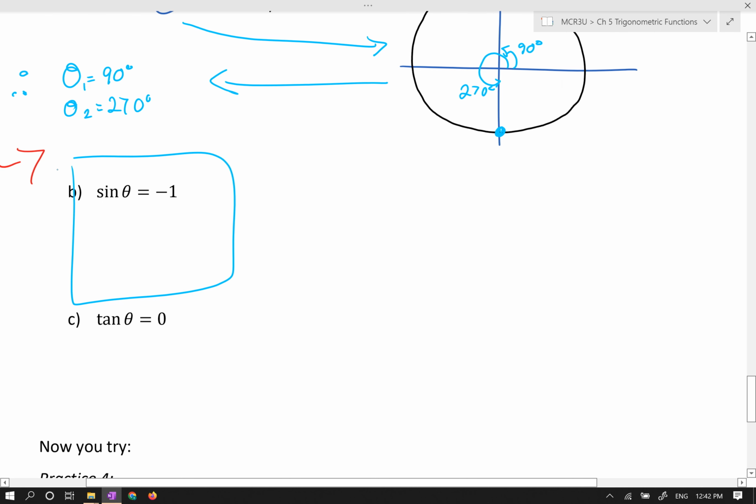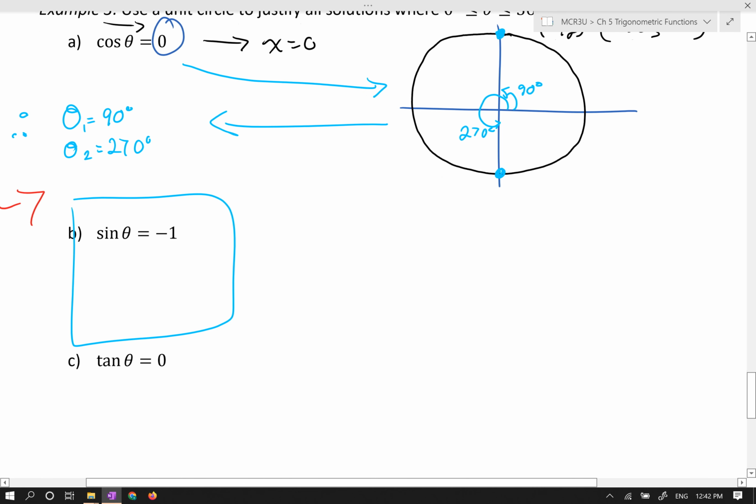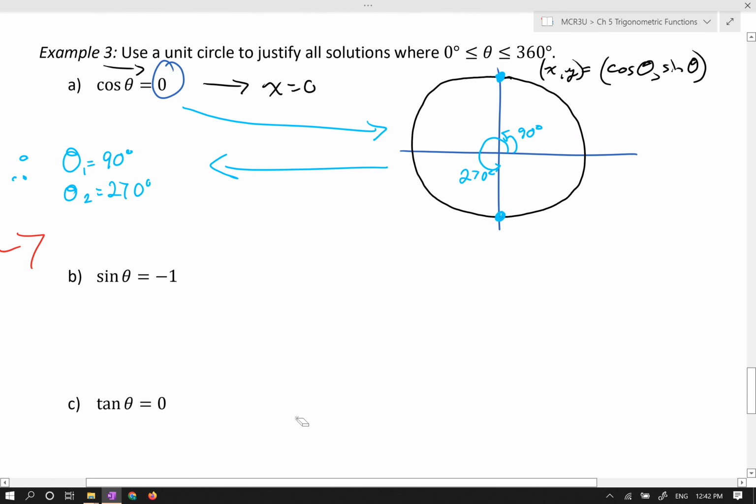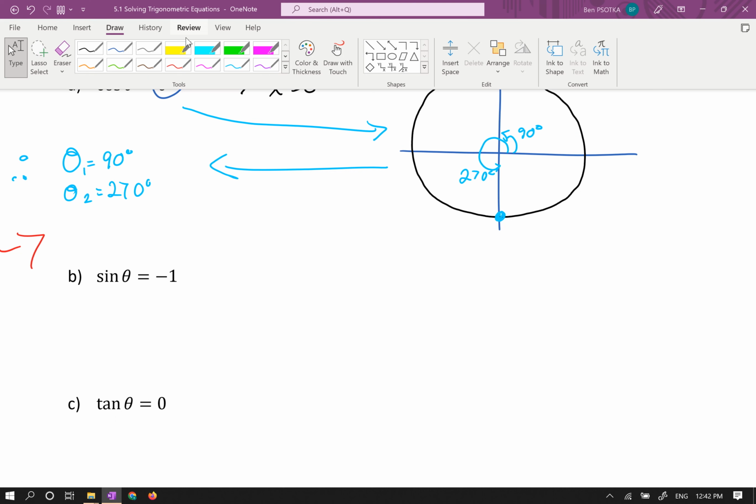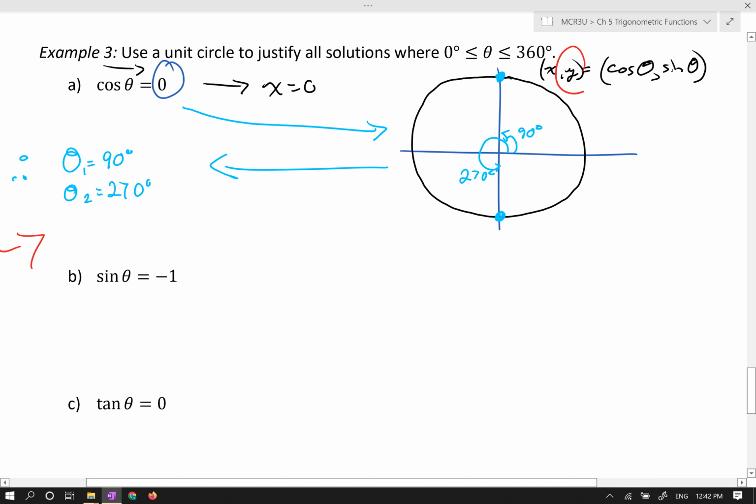Maybe pause the video, try it out, and if you're not sure, just keep going along with us. Okay, if the sine of theta is equal to -1, that means my y-coordinate, which is equal to the sine of theta, is equal to -1. Where is my y-coordinate equal to -1? Well, if I look over here, my y-coordinate equals -1 here and only here. So I'm working with, again, 270 degrees.